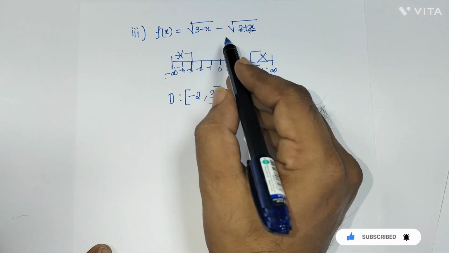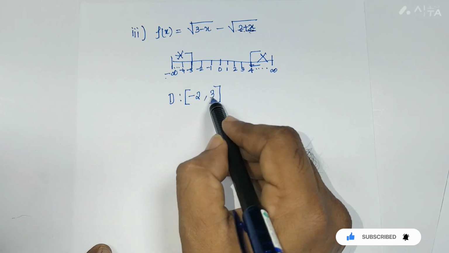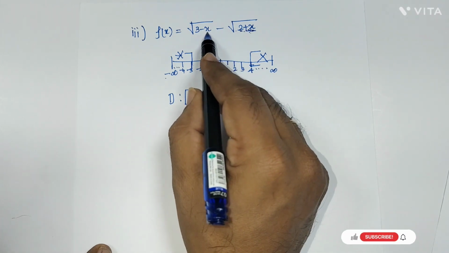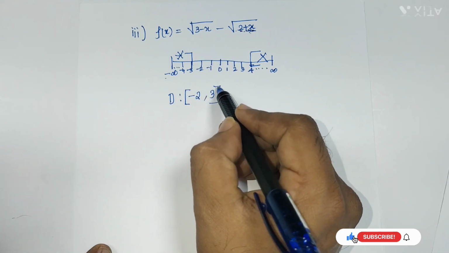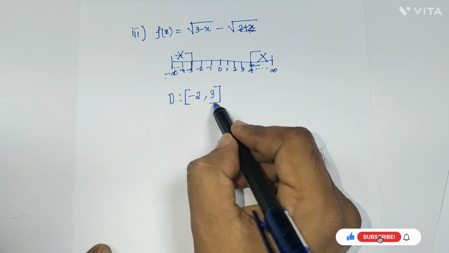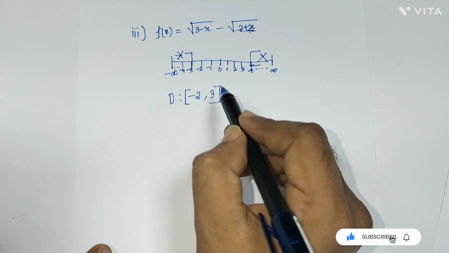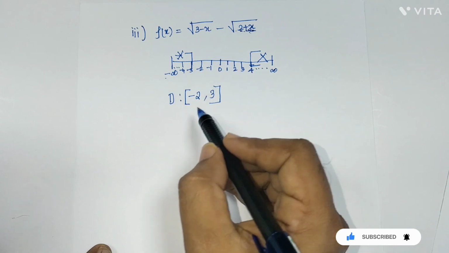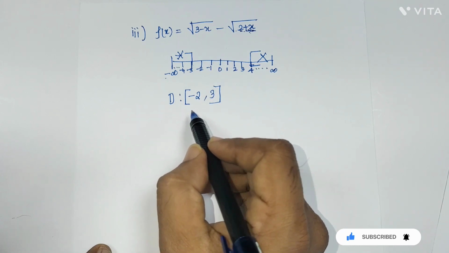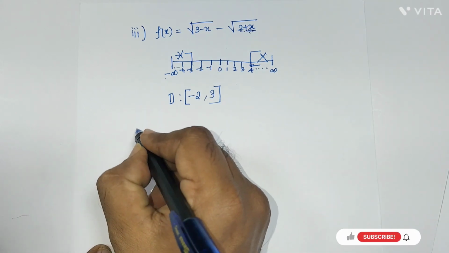Okay, here we have taken positive numbers up to 3. Why? After 3, if you substitute 4 here, you will get a negative number, so that's not possible. So here we have taken a closed bracket, which means this 3 is also included, not more than that. For this function, your domain is the closed interval from minus 2 to 3.